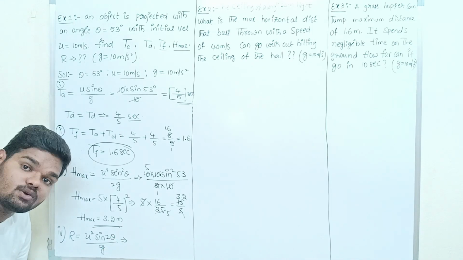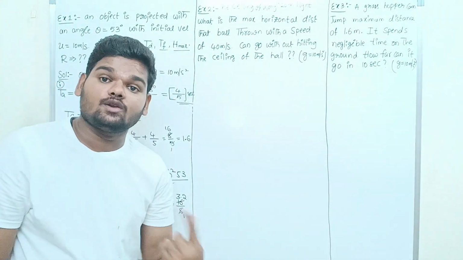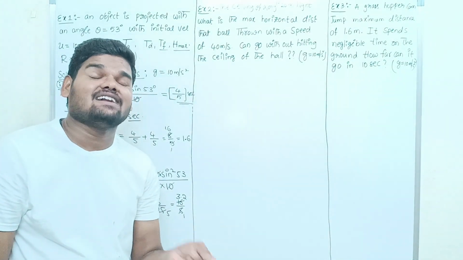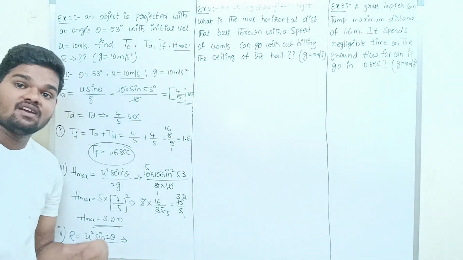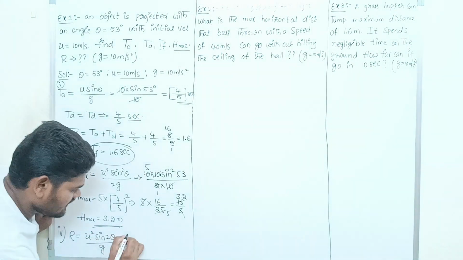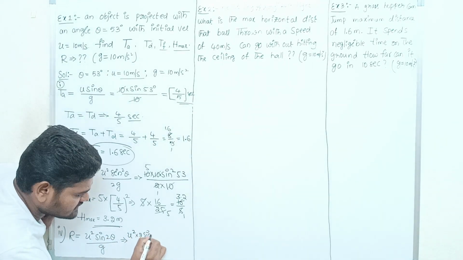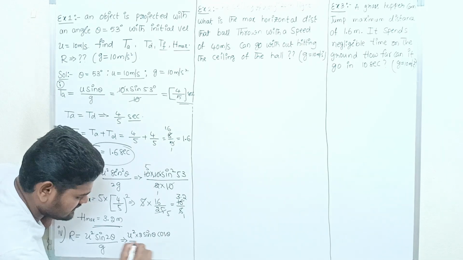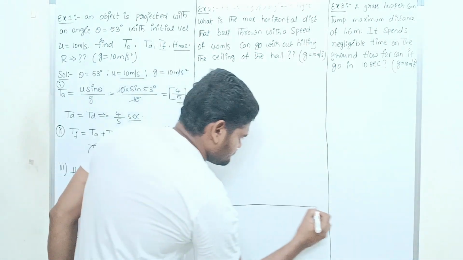2 into theta, 2 theta, right? So theta value is how much? 53 degrees. So 2 into 53, 106, right? So sine 106, we don't know the value. That's why I'm just expanding this term. u square sine 2 theta can be written as 2 sine theta cos theta, 2 sine theta cos theta divided by g. Okay, so then we will get, here I'm writing.